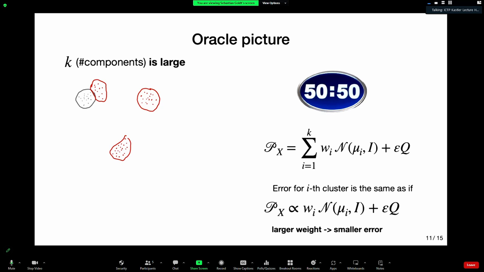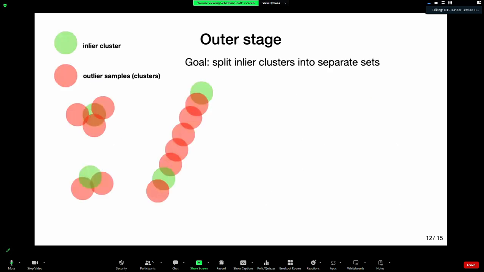essentially the guarantees we obtain are that, instead of treating the whole mixture, we just treat the mixture of the ith component and the noise part. And this increases a lot the relative weight of the ith component. And as you remember, the larger the weight, the smaller the error. Okay? And this intuition helps with understanding what we actually do in the algorithm.